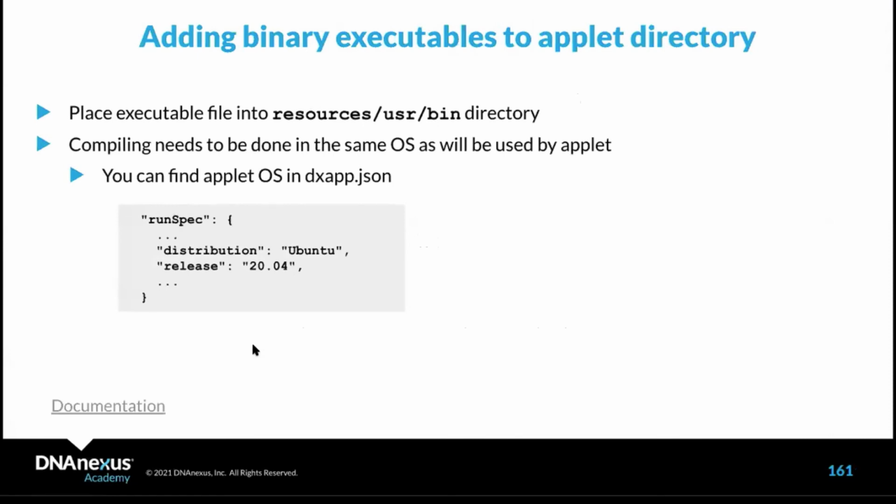Okay, so the last little bit about working with a run spec is that if you have executables, so if we had the samtools executable, we can put it in the resources /usr/bin directory. Then I can just run samtools in my bash script, because that's on the path of the Docker container.